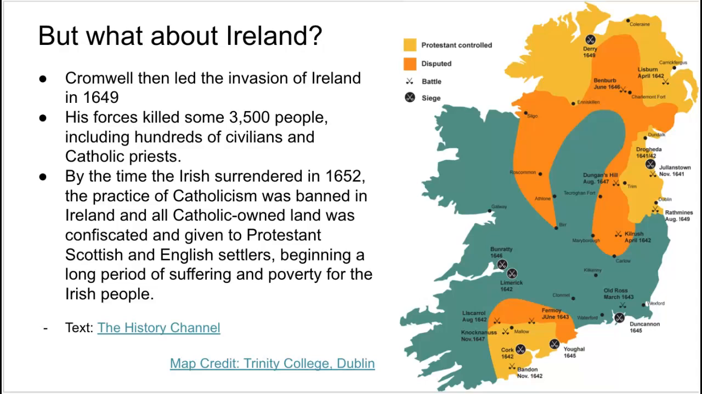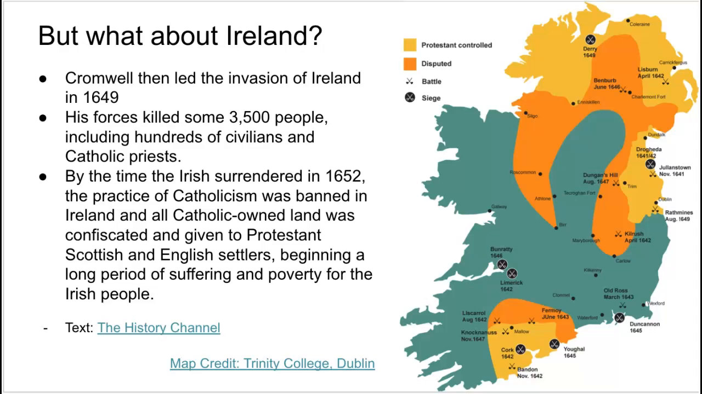If you think of Ireland and the Irish people today, you probably think of Catholic people. His forces killed some 3,500 people, including hundreds of civilians and Catholic priests. The Irish surrendered to him in 1652. The practice of Catholicism at the time was then banned in Ireland, and all Catholic-owned lands were confiscated and given to Protestant, Scottish, and English settlers in Ireland. This began a very long period of suffering and poverty for the Irish people.